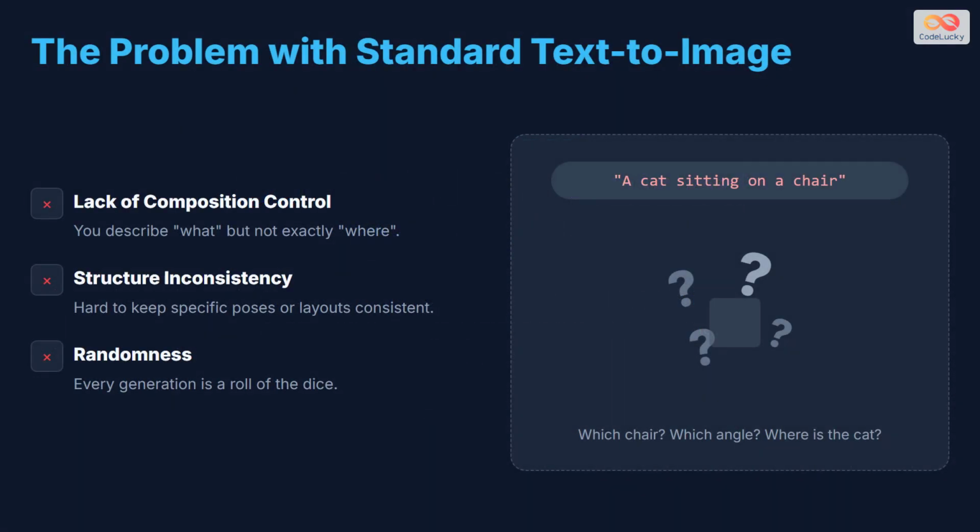If you have ever used text-to-image tools, you know the struggle. You type a prompt like a cat on a chair, but the results are random. You cannot easily specify the exact pose of the cat or the shape of the chair. It is often a roll of the dice.